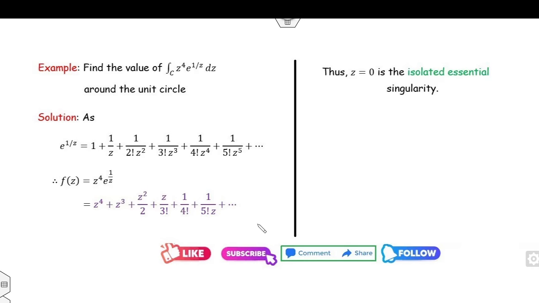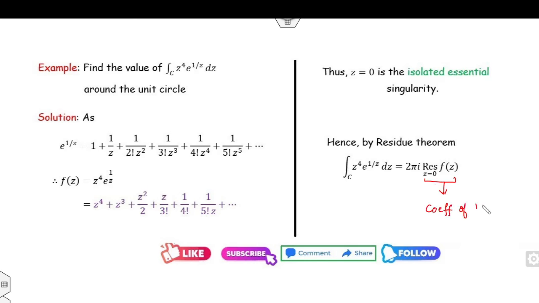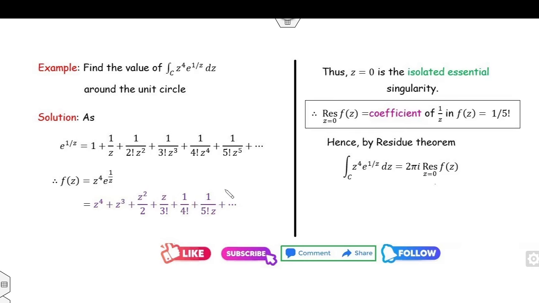And how can you find the residues? At the point 0, the residue is defined as the coefficient of 1 over z in the expansion of f(z). So what is the coefficient of 1 over z? 1 over 5 factorial. I can substitute the value. What is 5 factorial? 120. Answer is pi iota divided by 60 is the right answer.